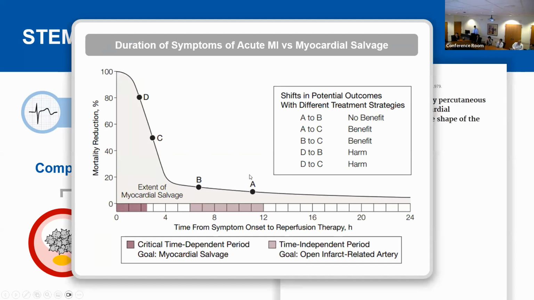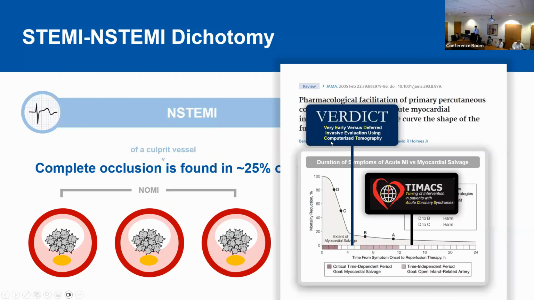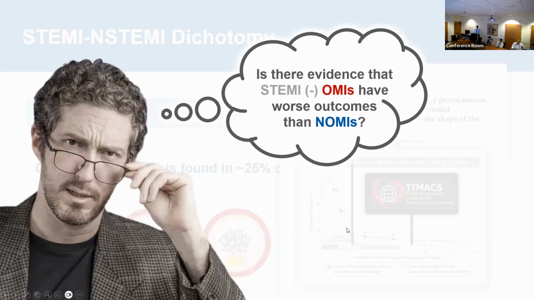And also importantly, we know that from the duration of symptom onset to revascularization, there's kind of a critical time-dependent window. And if we overlay the 2 trials that we just looked at before that we're looking at early versus delayed approaches, we can see that the early arms in both of these trials were slightly beyond that period of critical time-dependent revascularization. So some might argue that part of the reason we didn't see a difference in the 2 groups is that the window had already passed for significant myocardial salvage.